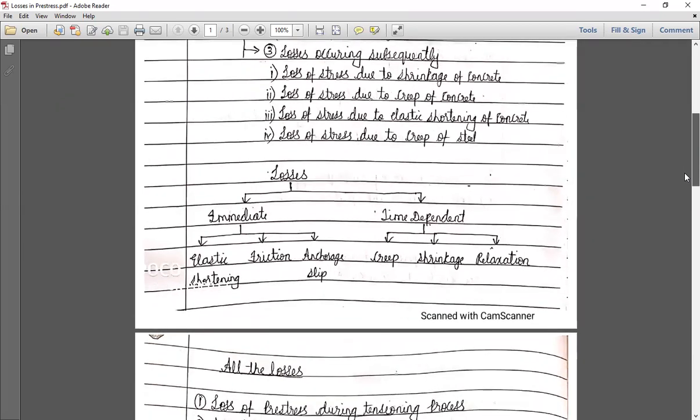And then on the basis of the time, that is immediate losses and time dependent losses. Immediately after the tensioning process, the losses that take place are elastic shortening, friction, and anchorage slip. And over the period of time, the losses that take place are loss due to creep, shrinkage, and relaxation in steel.